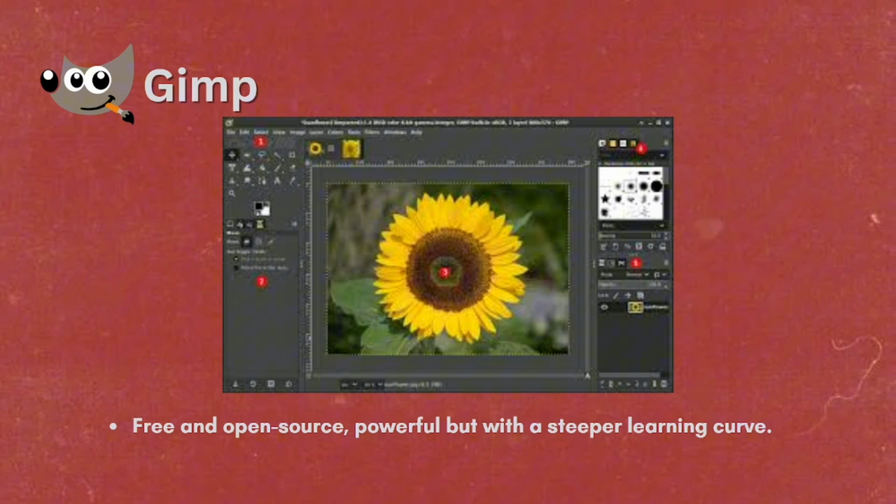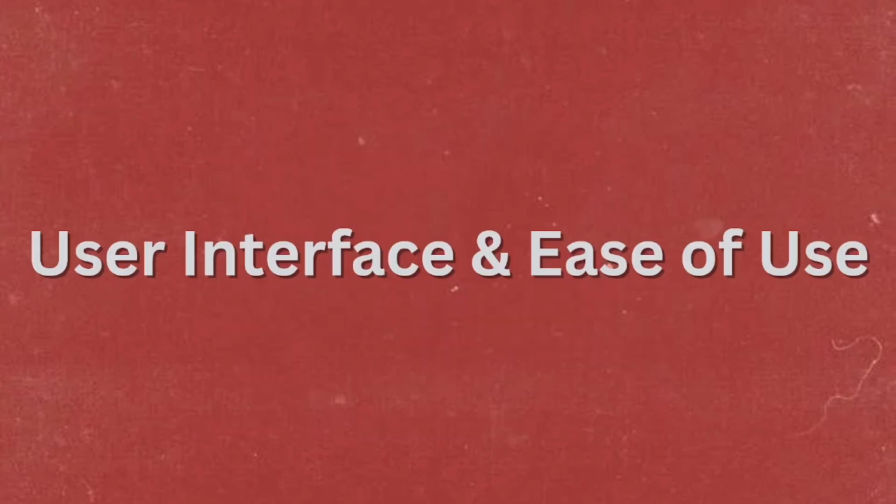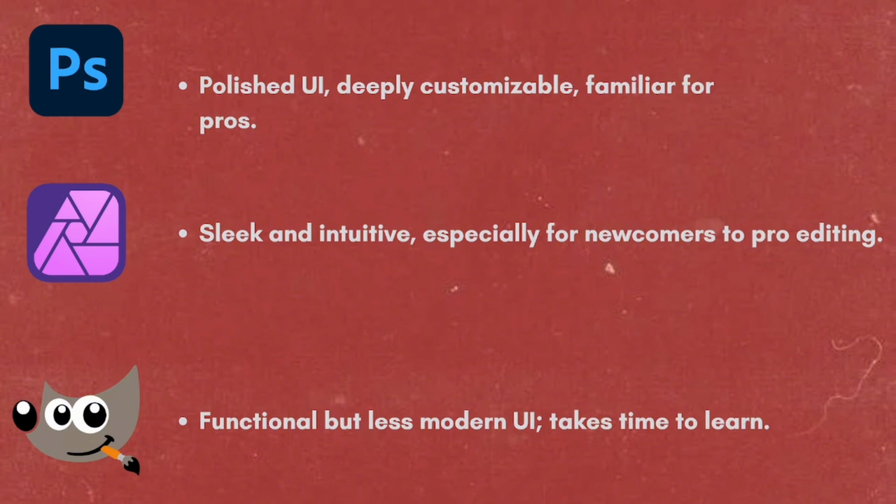For the user interface and ease of use, Photoshop has a polished UI, deeply customizable and familiar for pros. Affinity Photo is sleek and intuitive, especially for newcomers to pro editing. GIMP is functional but has a less modern UI, and it takes time to learn. So Affinity Photo feels closest to Photoshop, and GIMP can be powerful but rougher around the edges.